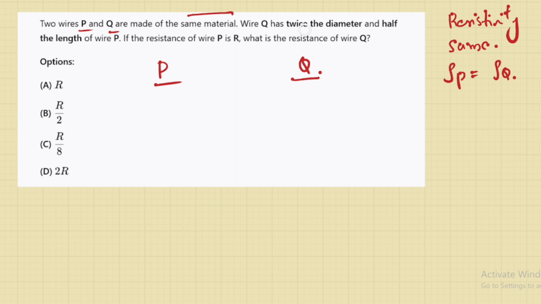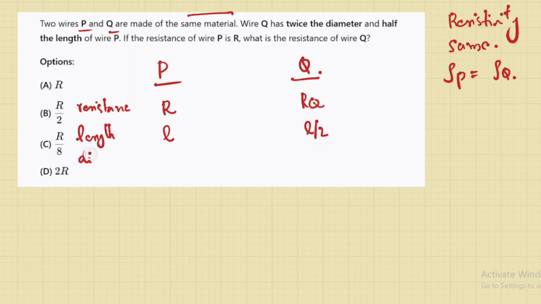Then wire Q has twice the diameter and half the length of wire P. So first of all, it is given that the resistance of P is R. So let's take the resistance of Q to be RQ. Then about the length, the length of P is taken to be L. Then the length of Q is given to be half the length of wire P. So it is L by 2.